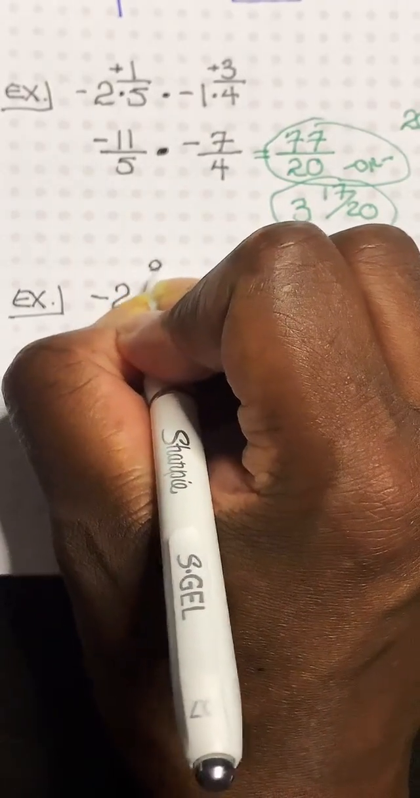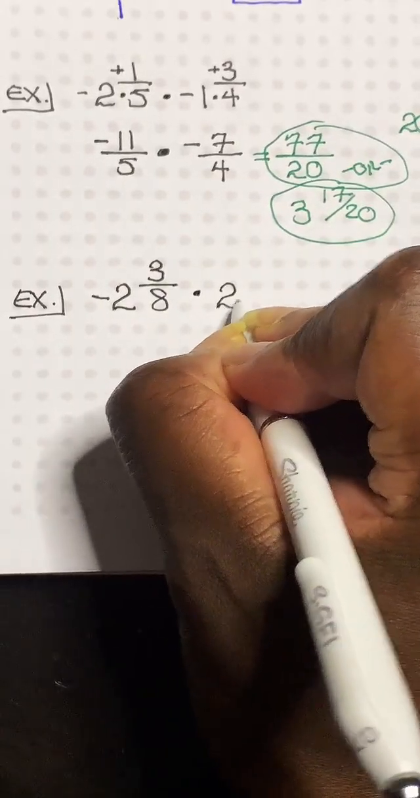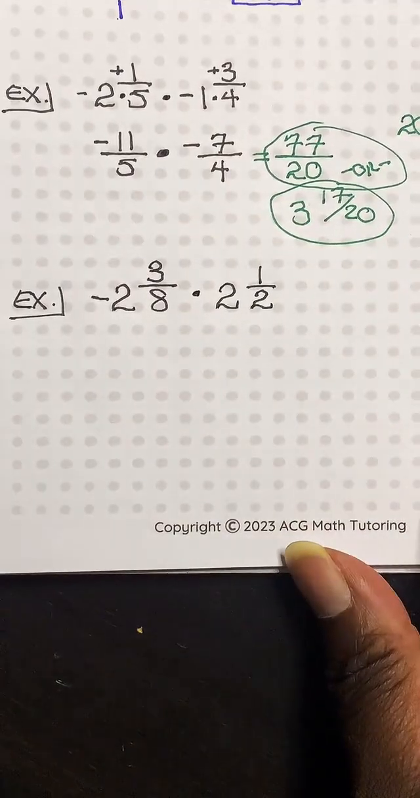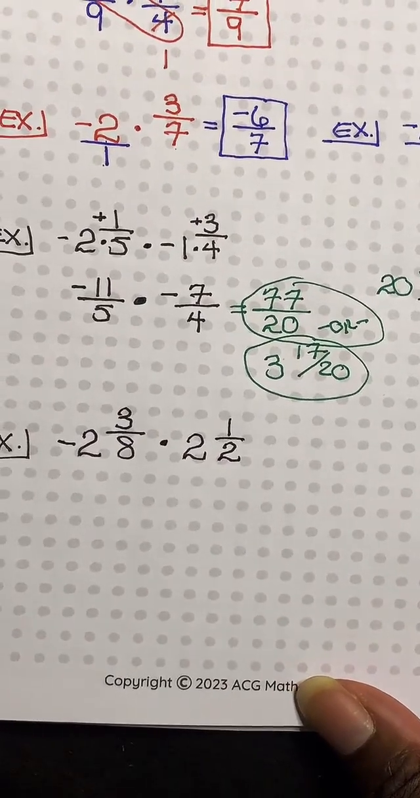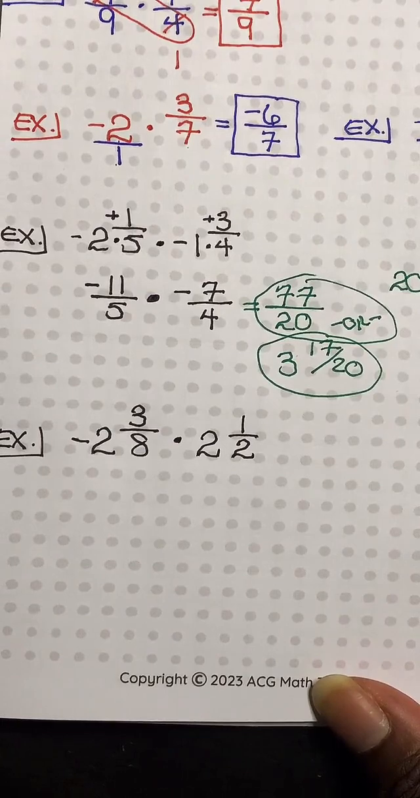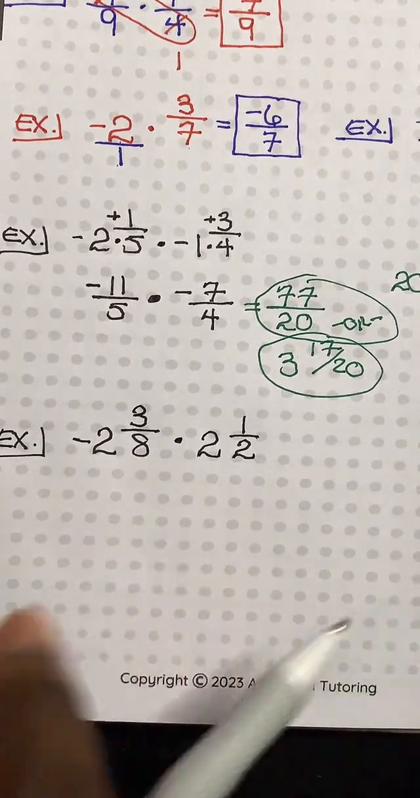So -2 and 3/8. I'm obsessed with 2's today. That's another thing. 2 and 1/2. Okay. What I'm going to do is I'm going to try to have the previous one up so you can use it as a guide to help you guys solve this one.